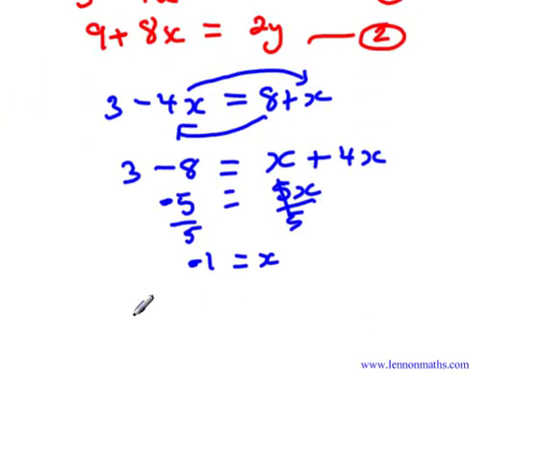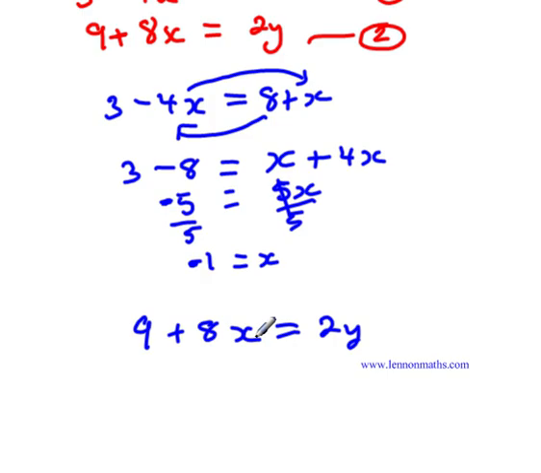Let's write back the second equation now, equation 2, which is 9 plus 8x equal to y. I made a mistake here. This should actually be 9 and not 9x. So let's take out that. Okay, so I have 9 plus 8x equal to y.